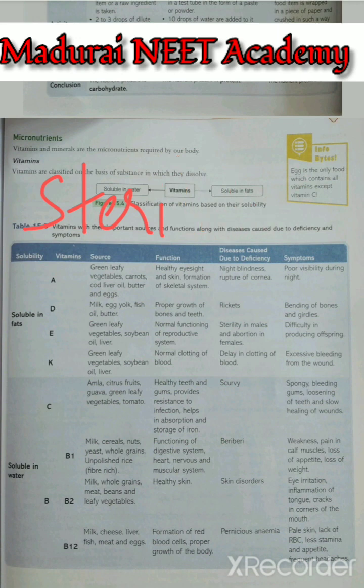So difficulty in producing offspring is the main symptom that a person is deficient in vitamin E. Next is vitamin K. The sources of vitamin K are green leafy vegetables, soybean oil, liver, similar to vitamin E. It helps to clot the blood during bleeding time. So if any wound occurs in the body, vitamin K helps to create the clotting of the blood. Deficiency obviously leads to delay in clotting of blood, and the symptom is excessive bleeding from the wound.